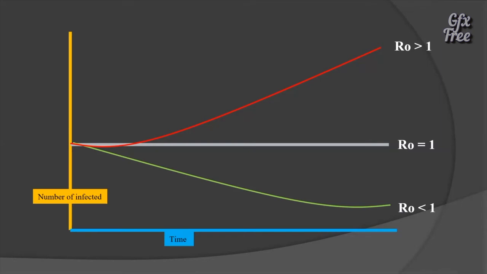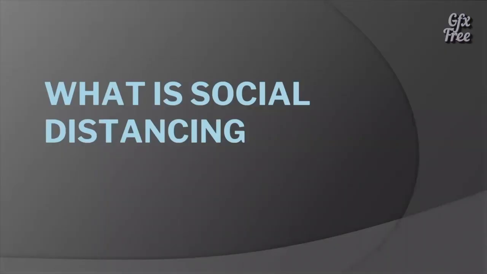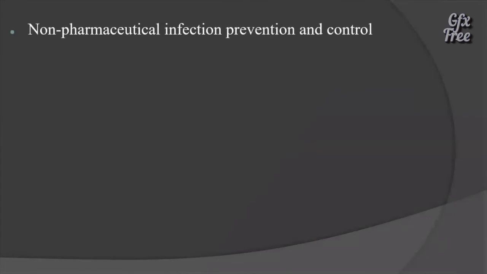And if R is more than 1, it continues to spread, which is more critical. That is, one person can infect more than one, that is 2 or more. Currently, the current estimate for COVID-19 is approximately 2.2, that is R0 of 2.2. What is social distancing? Social distancing is a non-pharmaceutical infection prevention and control.